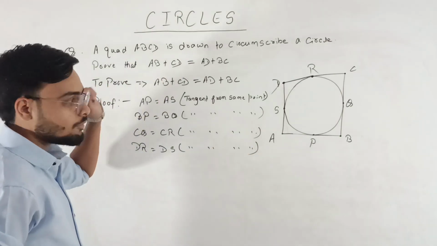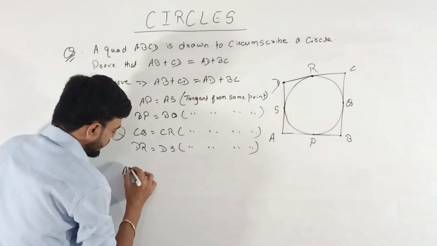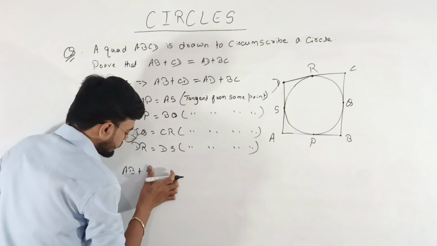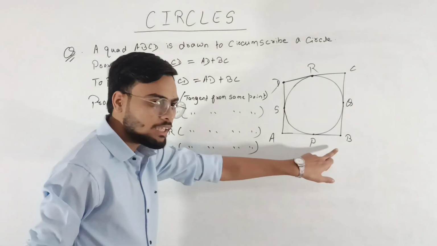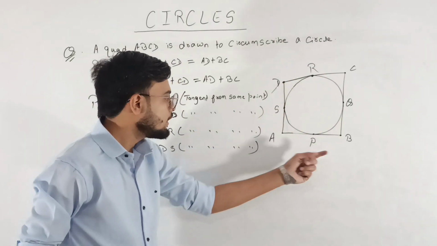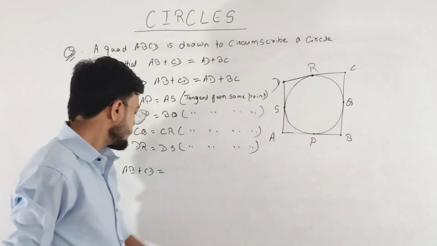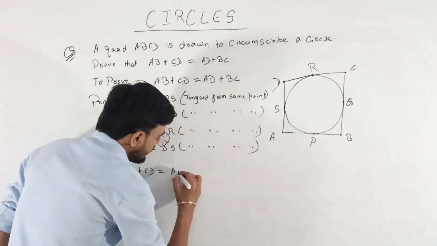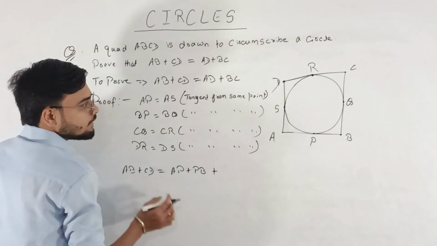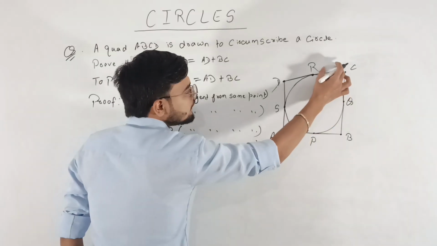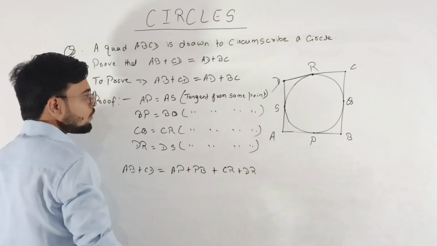Now we have to prove AB plus CD. So for AB plus CD, what do we write? This is AB and this one is CD. So look here, if I write AB as AP plus PB, AP plus PB is equal to AB. So for AB, I write here AP plus PB. Then plus, now for CD. CD is this. So for CD, I write CR plus DR.